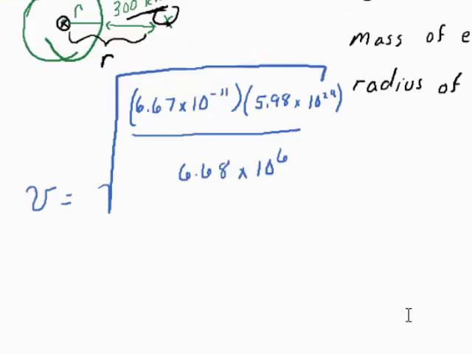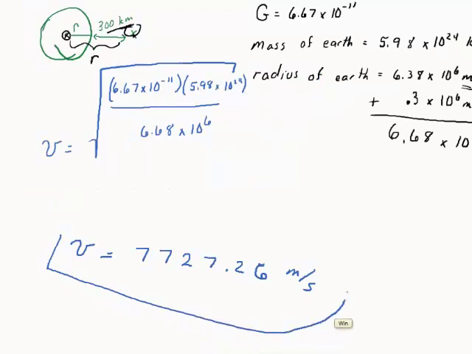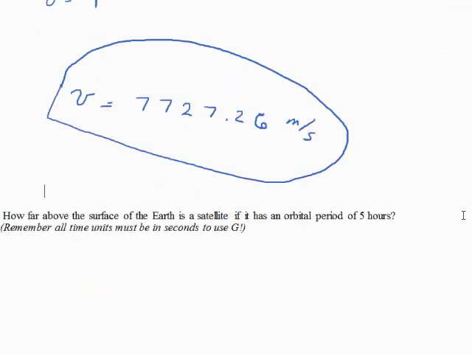That gives me on the top about 3.99 times 10 to the 14th. Now I'm going to divide that by 6.68 times 10 to the 6th. And that gives me 597,104.79. I'm going to take the square root of that, and that gives me the answer. And voila, we have the answer: 7,727.26 meters per second. Let us now move to the second problem.